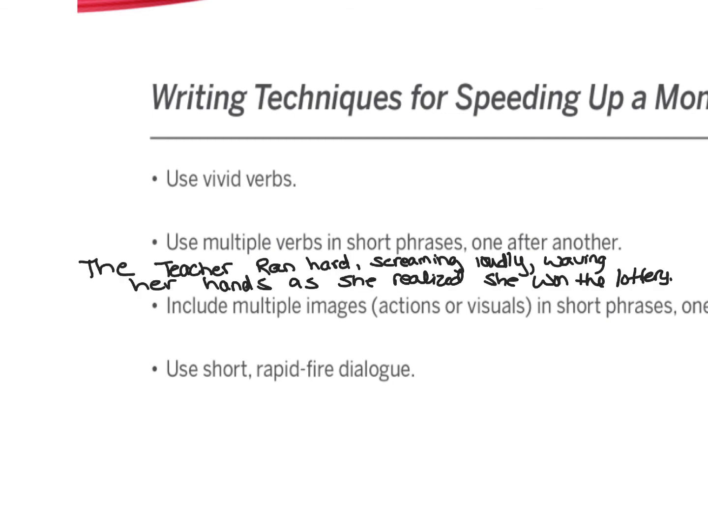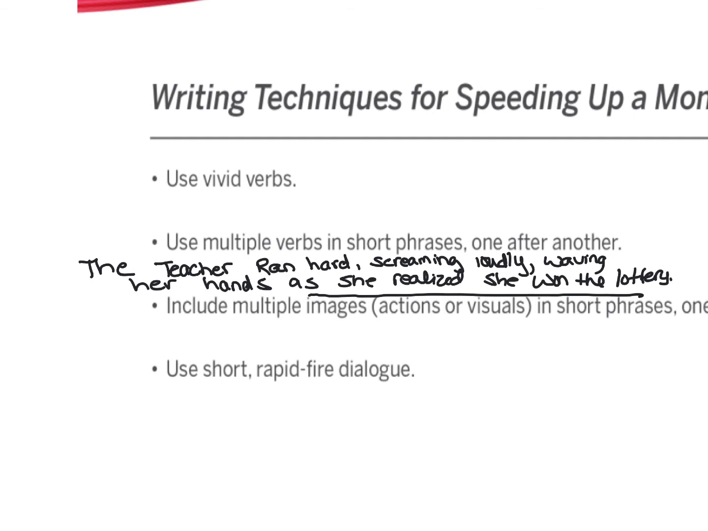All right, let's look at an example. So when you first see the sentence, the teacher ran hard, screaming loudly, waving her hands. Like those short phrases, you're like, oh my gosh, what happened? Oh, this is going to be bad. And so it's got that tense moment in there. And then you read the next part, which is she won the lottery. And so it's kind of like a shock to the reader right there. And that's one of the things that speeding up a moment has in your writing, it does do a good job of delivering that shock value. And authors will use that if they want to really pound something home and shock the reader.